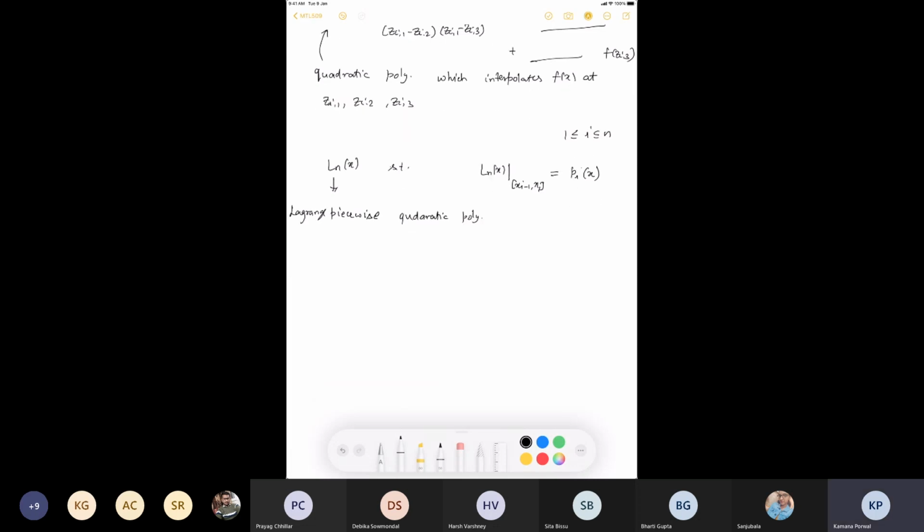Okay, and on each of the subintervals, you can also find the interpolation error. So we will have f(x) - L_n(x) equal to (x - z_i1)(x - z_i2)(x - z_i3) divided by 3 factorial, times the third derivative of f evaluated at some xi. And here x is again in the interval x_{i-1} to x_i, and xi belongs to this interval.